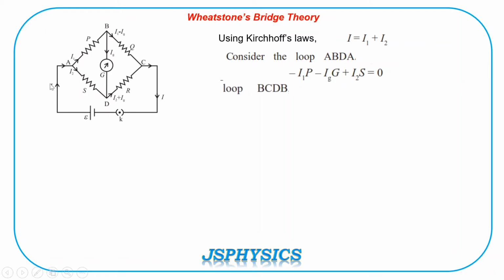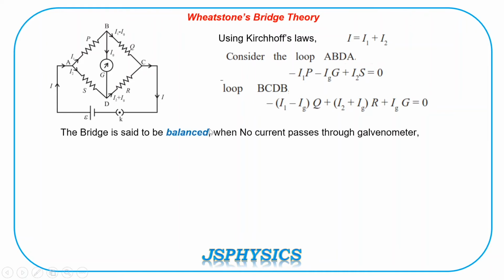Similarly, if we apply it to loop BCDB, then along the branch BC, the current is I1 minus IG. So I1 minus IG into Q plus, now here the current is coming opposite to us. We are moving in the clockwise, and it is coming in the opposite direction. So it is plus I2 plus IG into R plus IG into G, that is equal to 0. That means two independent loops we have taken and we have applied Kirchhoff's law as in our previous video.